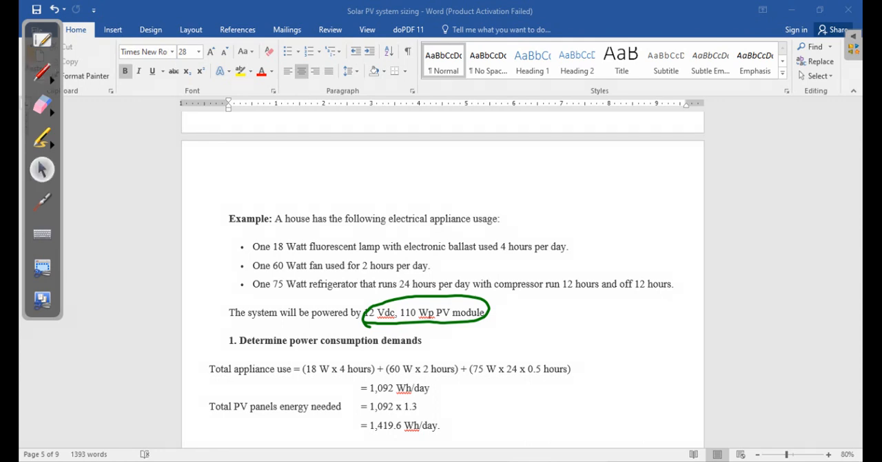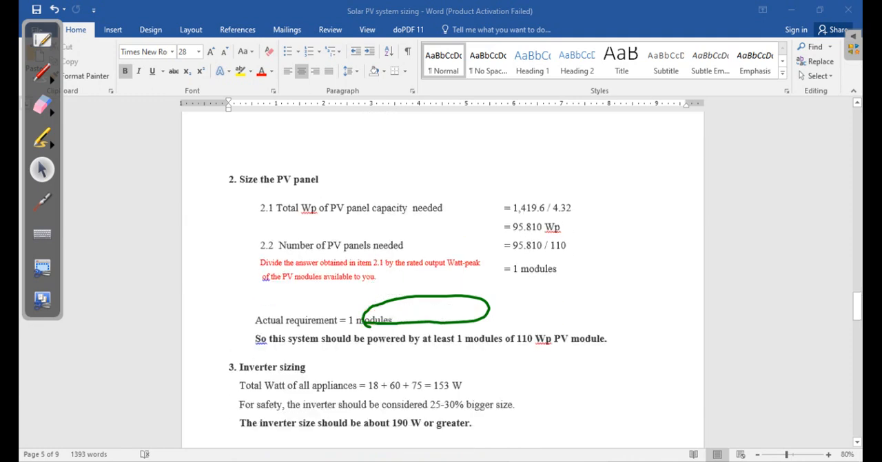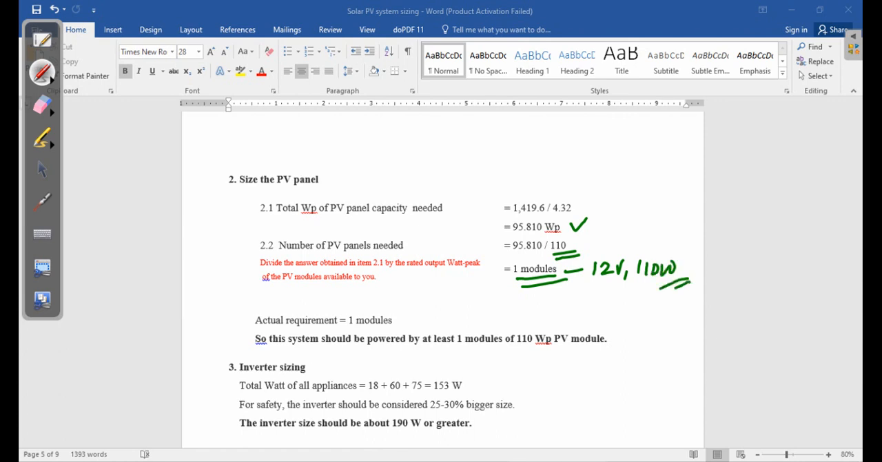Accordingly, we are considering 110 watt. The value which arrived through the panel generation factor is 95.810. The 95.810 is divided by 110. So approximately we need one module of 12 volt, 110 watt panel for our home to supply the three loads. The actual requirement is one module. One module has a power rating of 110 watt.